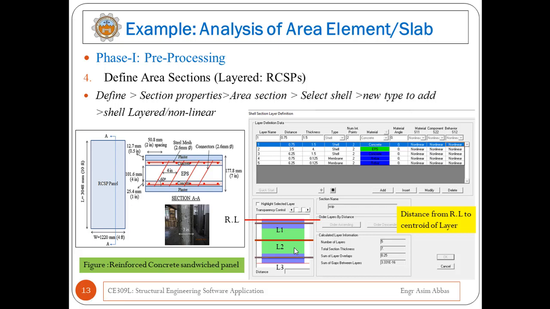And the third layer is again concrete on the other side, and the distance from the reference line to the centroid of this layer 3 is 6.25, and the thickness of this layer is again 1.5.